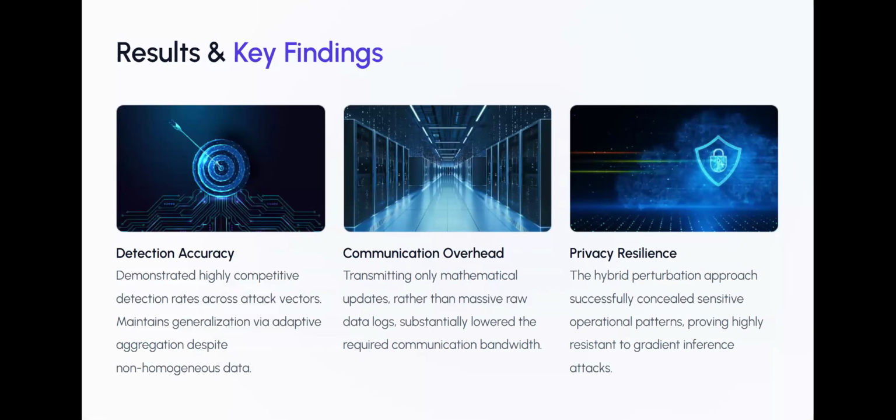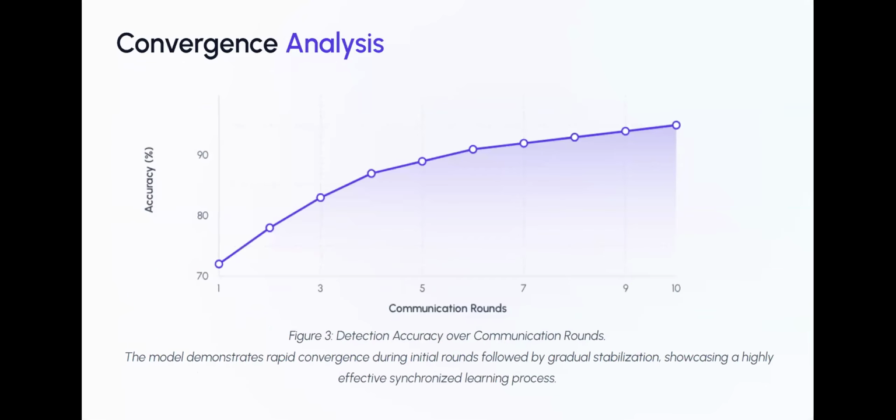The results and key findings cover detection accuracy, communication overhead, and privacy resilience. The purpose of this framework is to achieve competitive intrusion detection accuracy while significantly reducing the communication overhead, because only the model updates were transmitted. Furthermore, the hybrid privacy mechanism successfully protected sensitive information against inference attacks, demonstrating an effective balance between privacy and detection performance.